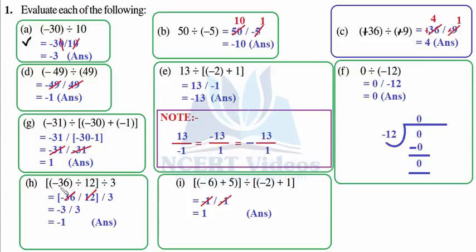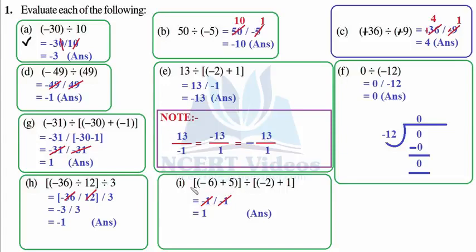H part, minus 36 divided by 12 divided by 3. So first of all, we will always solve the bracket, else our answer will go wrong. So 1 12s are 12, 3 12s are 36. Therefore it is 3 for this whole part. Minus is also there due to this same thing, and divided by 3. So here 3 by 3 is 1, and the sign was negative, therefore negative 1.